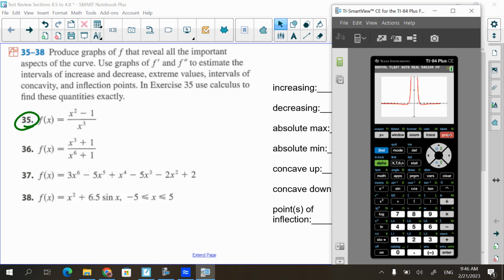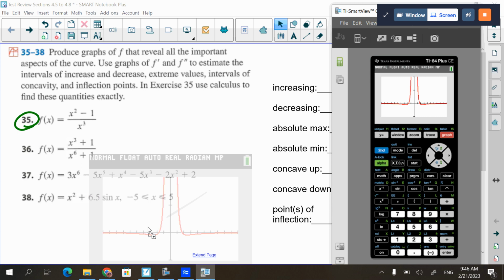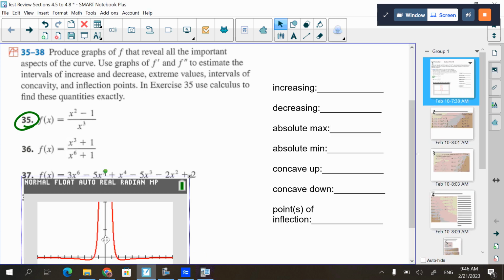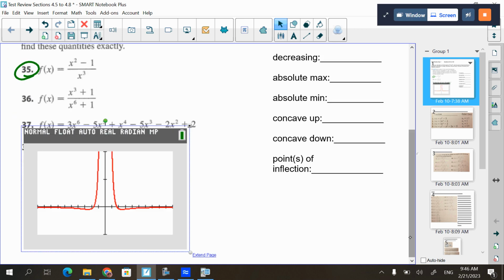And now from here, I can see a little bit more about what's happening, okay? I can see that it looks like it's just going below the x-axis here. It's hitting the x-axis right here. So these are the graphs that you should draw on your paper. You could graph the original, the first derivative, and the second derivative on your paper to show your work for this.